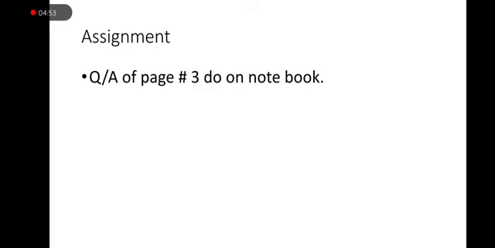So this is our first topic. In this you have studied the Kelvin, Celsius and Fahrenheit scales, absolute zero, heat and temperature.